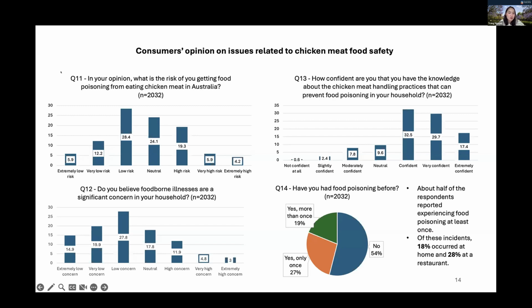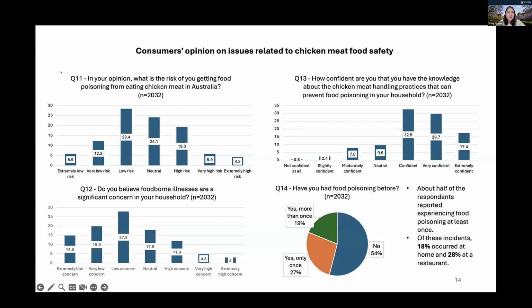In question 12, we asked, do you believe foodborne illnesses in general, not only from chicken meat, are a significant concern for your household? So the trend is also that the highest percentage chose low concern or very low concern, but there's also nearly 12% who say this is a high concern for them, and 4.8% say this is a very high concern.